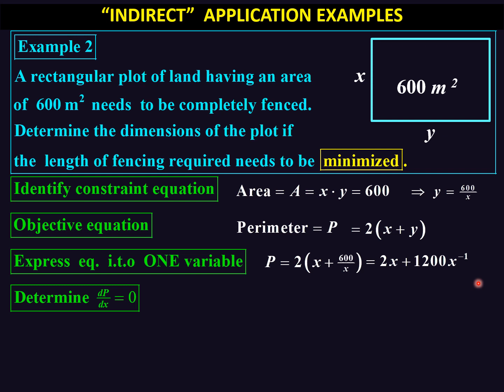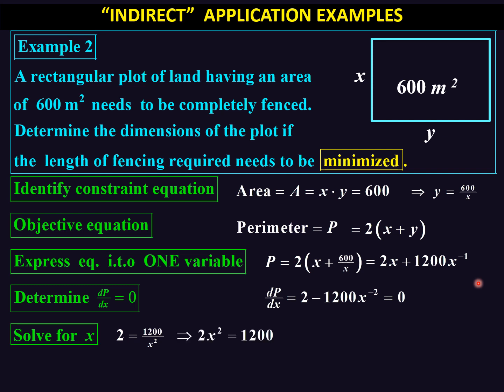Let's use this notation here, dp/dx. Or you could also use P prime as well. So I have 2 minus 1200 x to the negative 2, that is equal to 0. Solve that. Be careful, this is not linear. So we transpose, cross multiply, and make x the subject. And here I have x equal to the square root of 600.